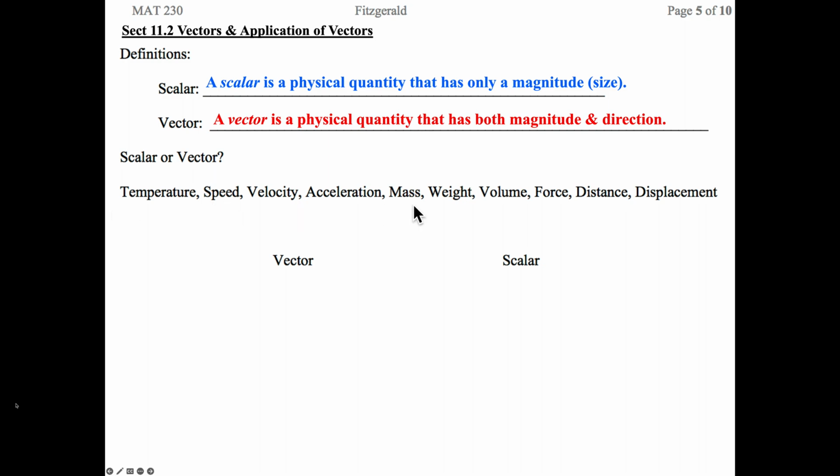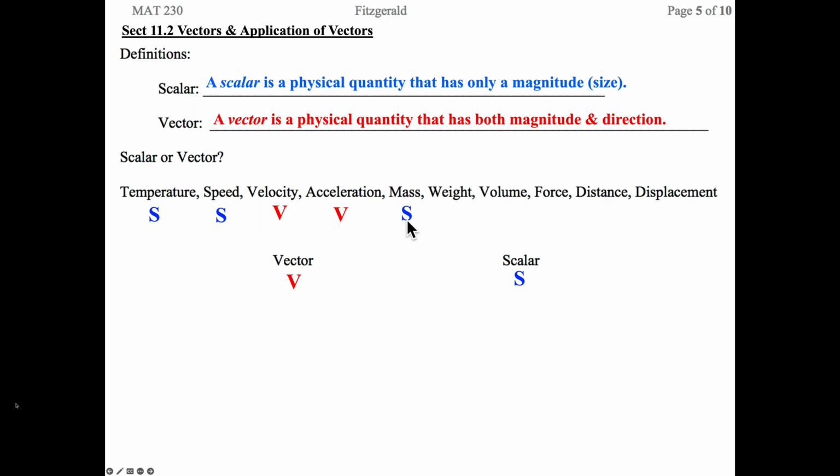So out of these topics down below, what's a scalar? What's a vector? So temperature, well, that's a scalar. Speed, scalar value. Both of these have a quantity, but they don't tell you direction. Velocity will be a vector. Acceleration, vector. Both of these give you some kind of magnitude, and they give you a direction of where they're going. The next two, this can be kind of confusing.